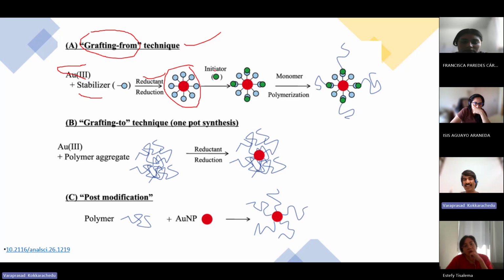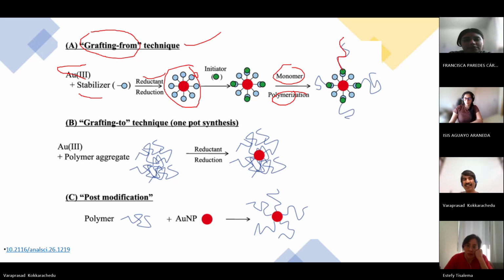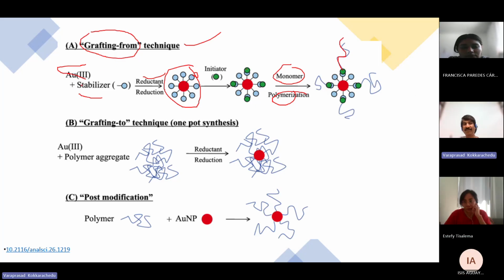After that, they add an initiator. The initiator comes and attaches here, like here. And after that, they add monomers and polymers. They grow like here. So this kind of technique is called graft-from technology.